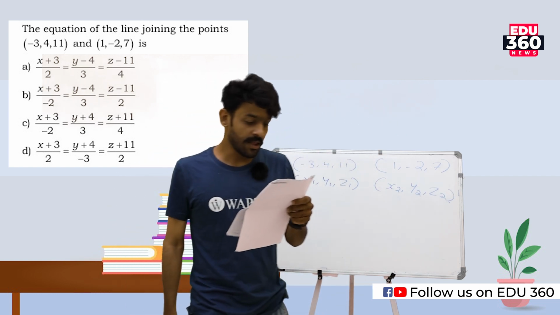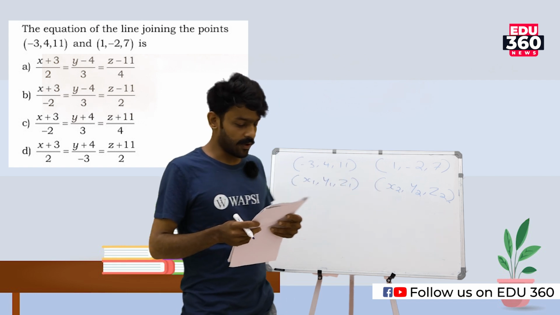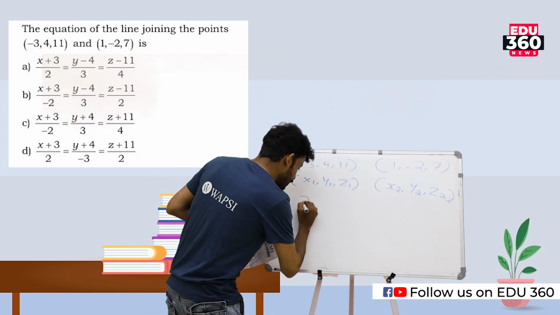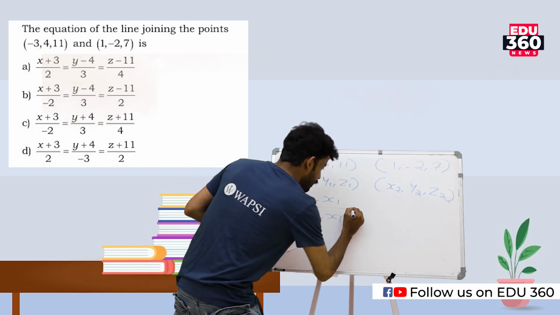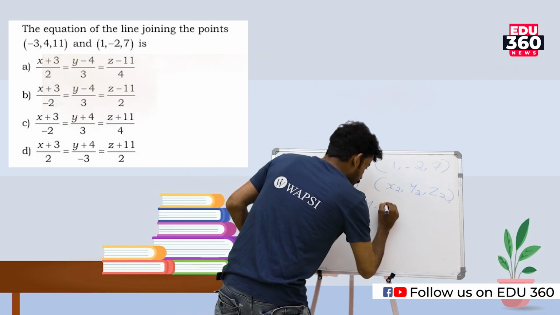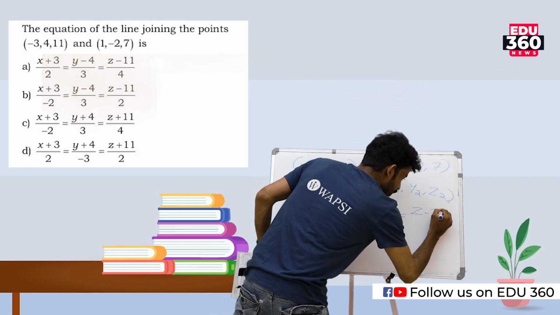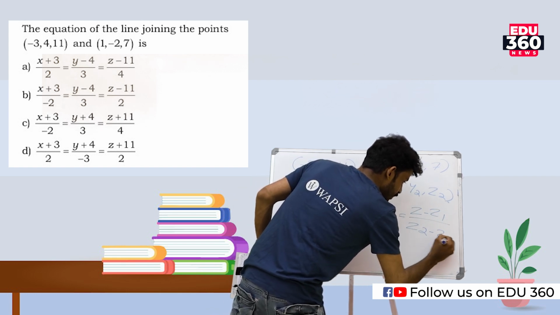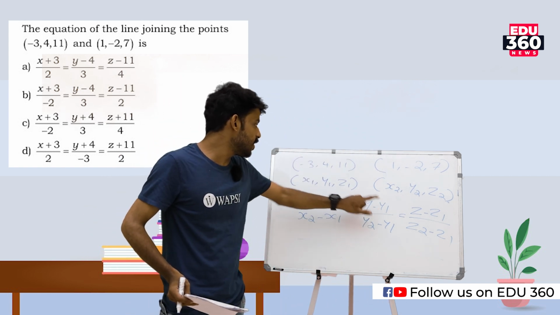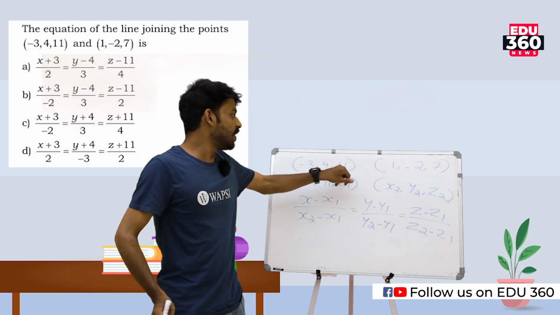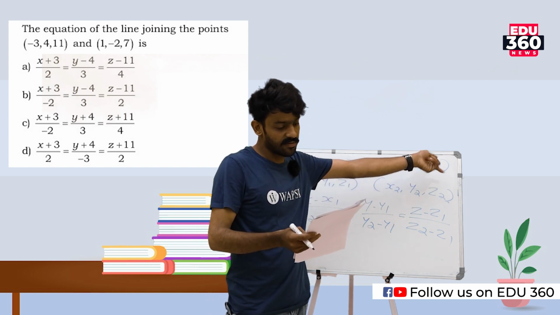Hereafter, we can use the 2-point form to form the equation of the line joining the 2 points. We know that the 2-point form is (x minus x1) divided by (x2 minus x1), equal to (y minus y1) divided by (y2 minus y1), equal to (z minus z1) divided by (z2 minus z1). On the next step, just substitute the values. x1 is -3, y1 is 4 and z1 is 11. And x2 is 1, y2 is -2 and z2 is 7.